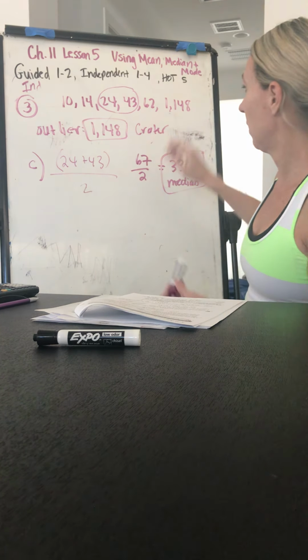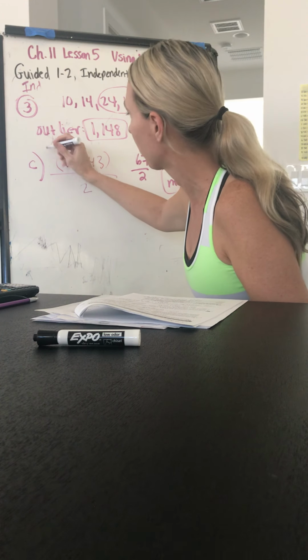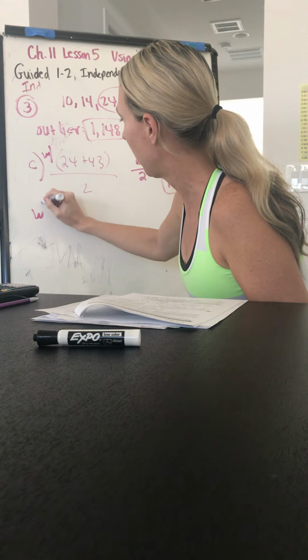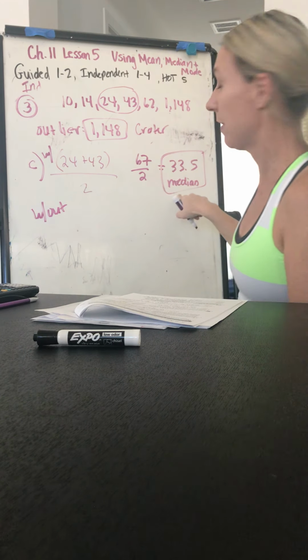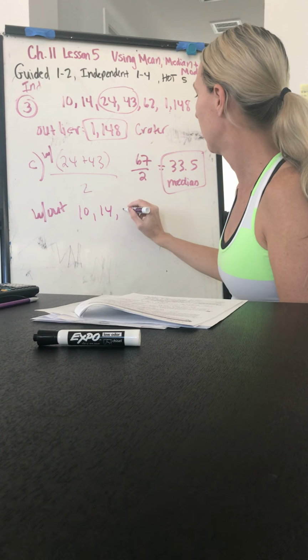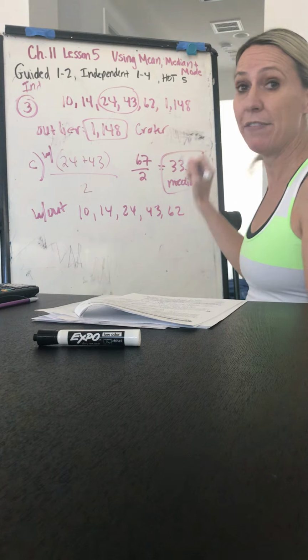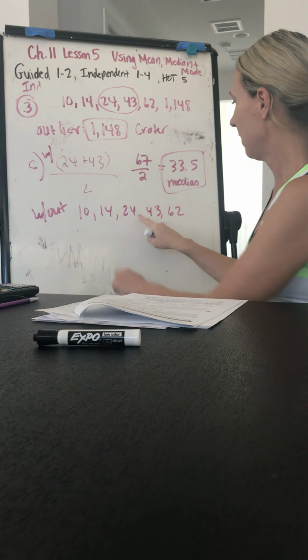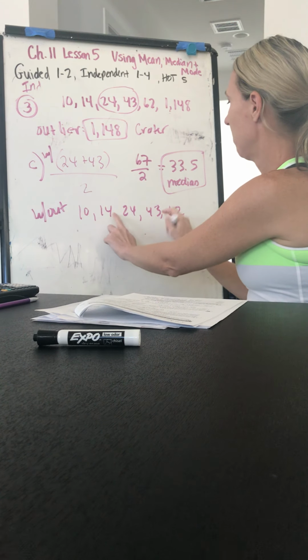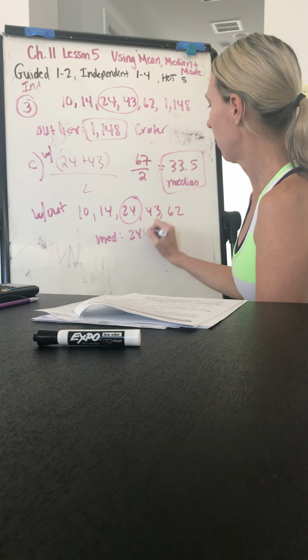Now, without the outlier, so this is with the outlier. So this is with. Now, without the outlier, I'm still going to find the median. So my data is just going to be 10, 14, 24, 43, and 62. I'm leaving out my outlier. So in this case, it's going to be 24. So without, the median is 24.